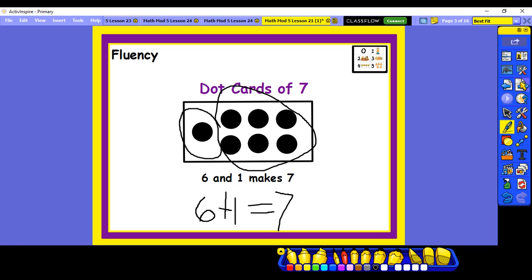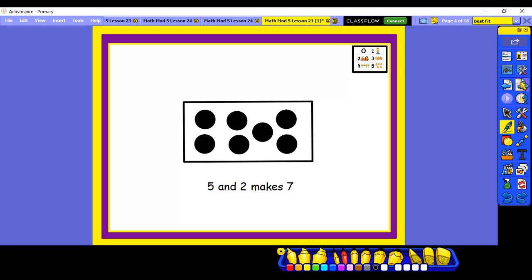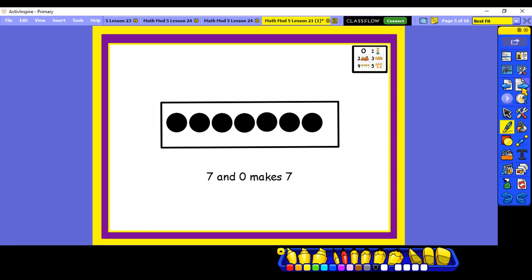Let's see if we can do another dot card. How do you see 7? Good job. I see a group of 5 and a group of 2. 5 and 2 make 7. This is just a group of 7 dots in a row. This isn't broken up into two groups. So I could say 7 and 0 make 7.